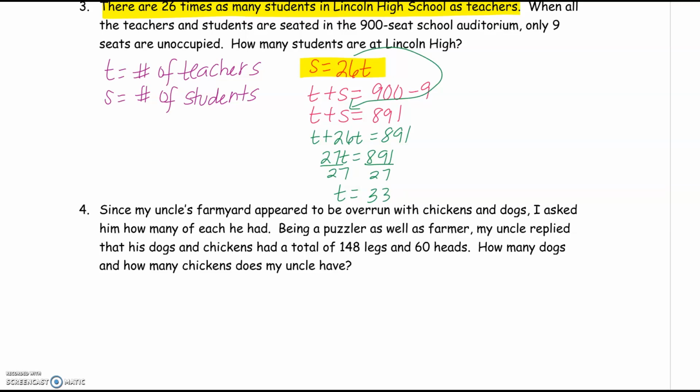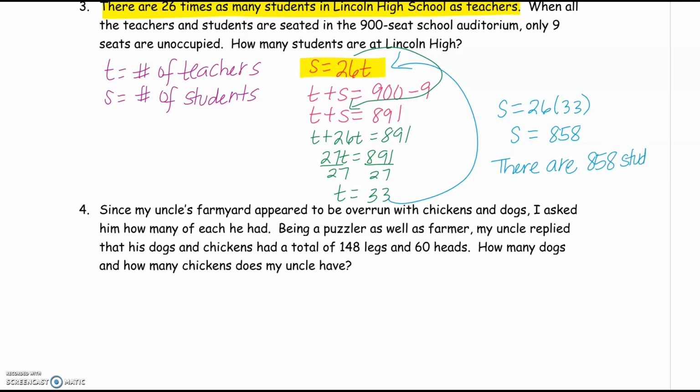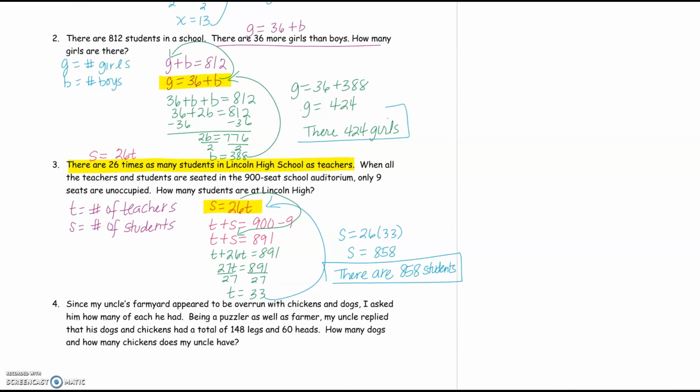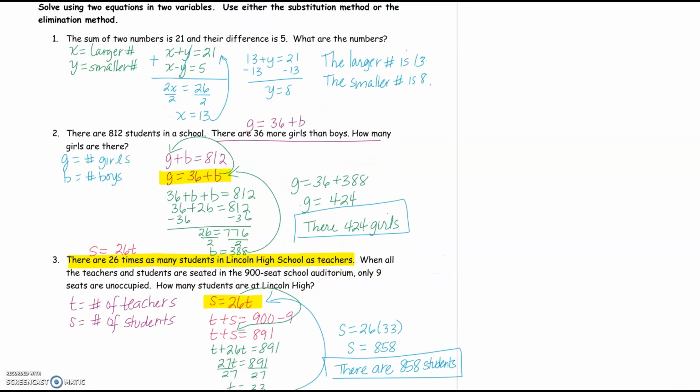Well, it wants to know the number of students. So I'm going to take students equal 26 times 33. When you multiply that, you should get 858. So there are 858 students. All right, so we got that one done. I'll just box these since I didn't box my answers, but just in case you're looking.